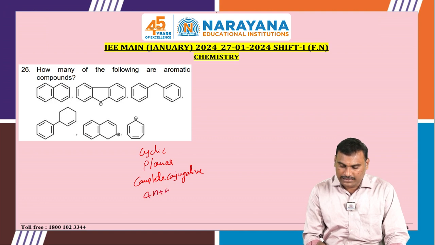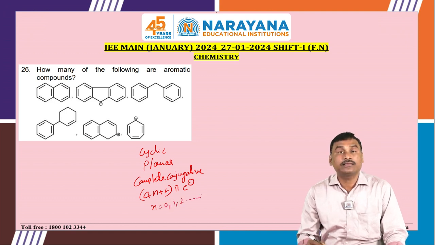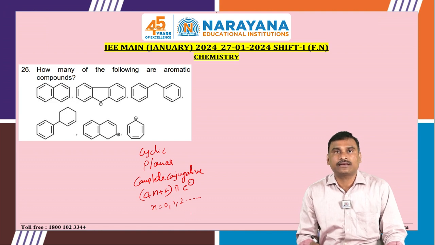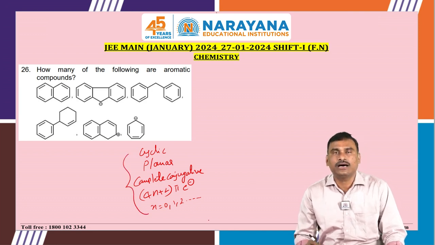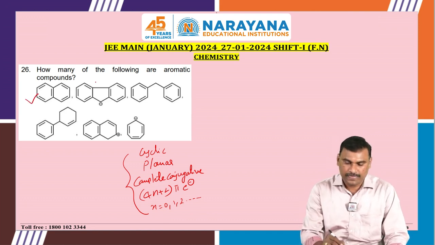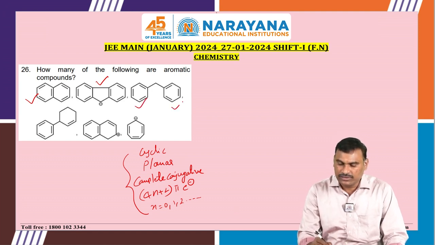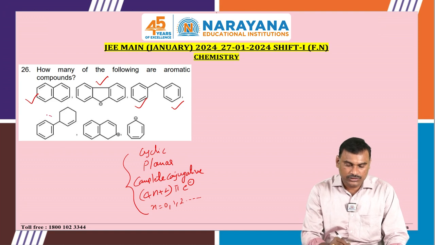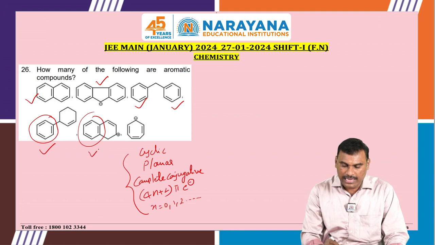4n plus 2 pi electrons, where n equals 0, 1, 2 and so on. That is 2 pi electrons, 6 pi electrons, 10 and so on. Therefore, those which follow this are aromatic. Yes, according to that, this is aromatic. Yes, this is aromatic, the rules are satisfied here. Yes, individually both rings are aromatic. Here also this is aromatic, and the total is also aromatic.